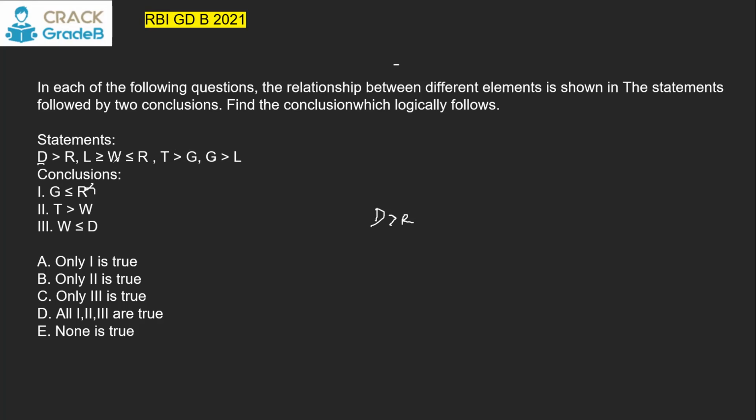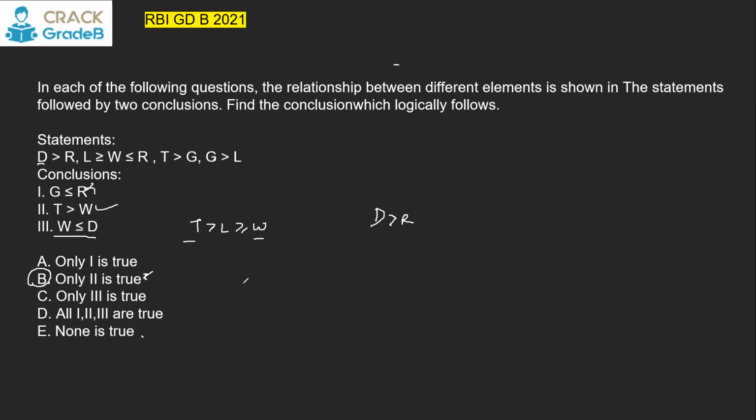T is greater than W. T is greater than G. G is greater than L. So T will be greater than L. L is greater than equal to W. So T will be greater than W. Yes, it's a true conclusion. So if 2 is true, you are going to mark either option number B. But of course, there is none of these as well. So let's go for 3 as well.